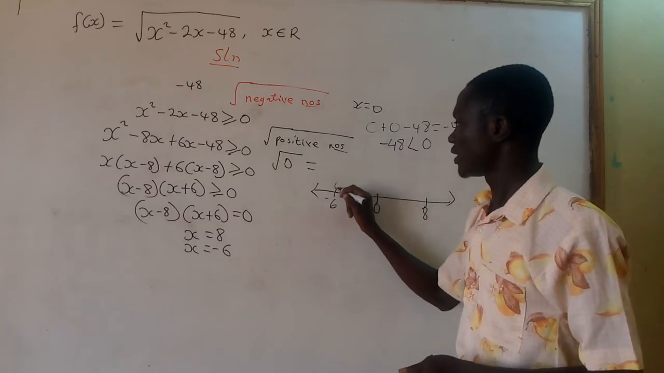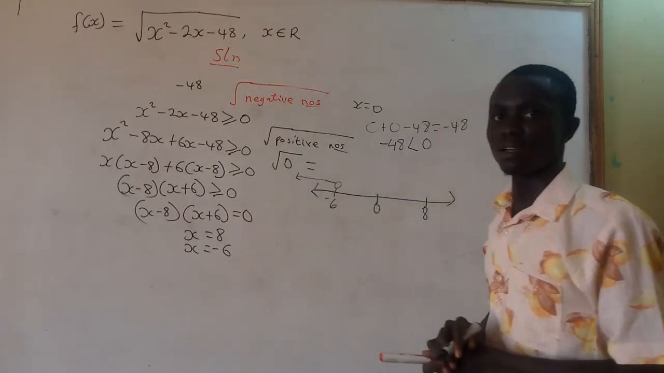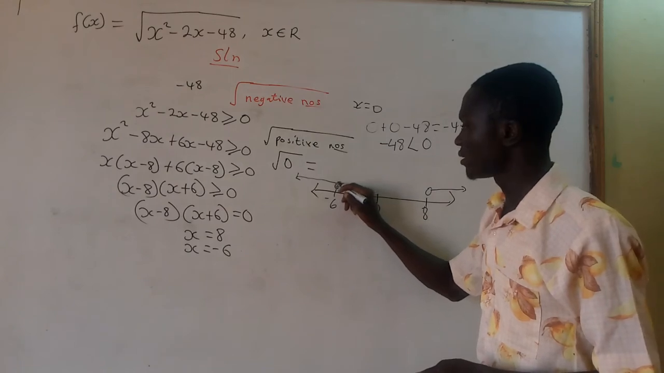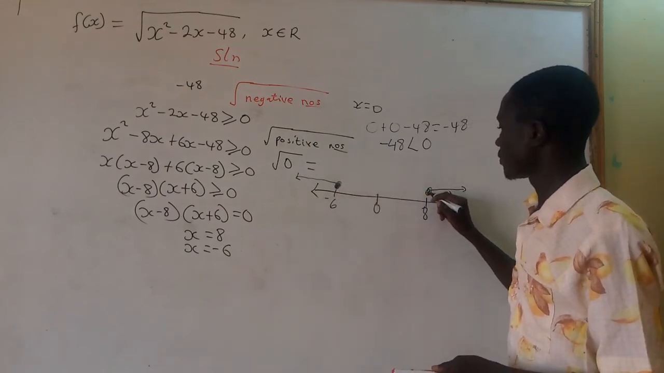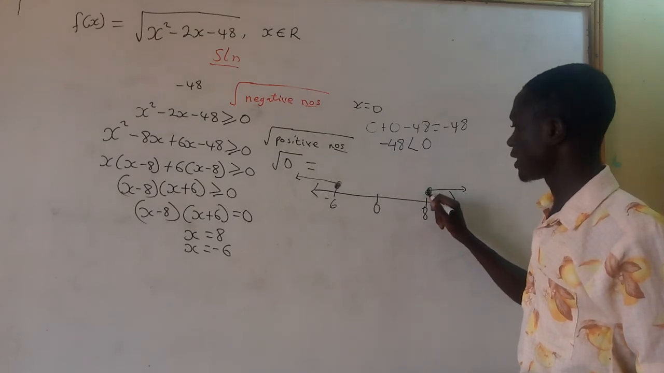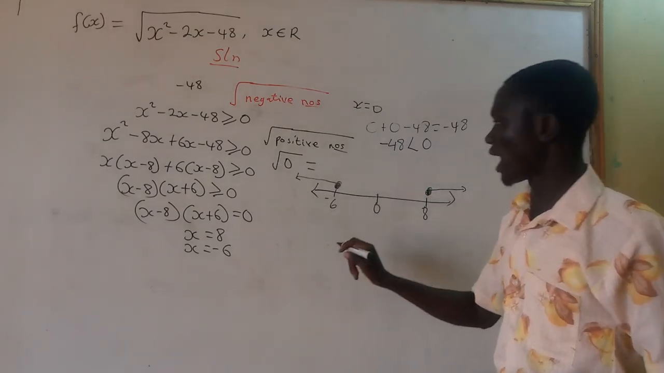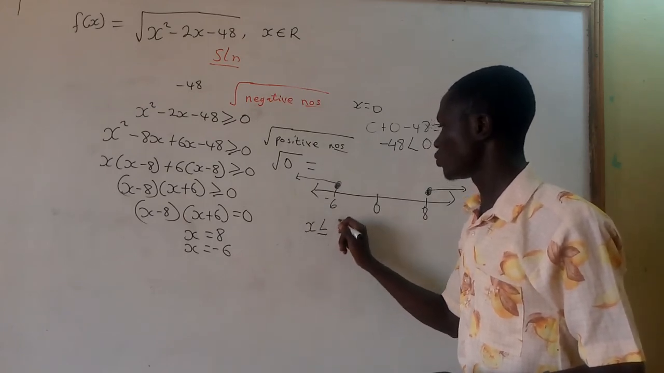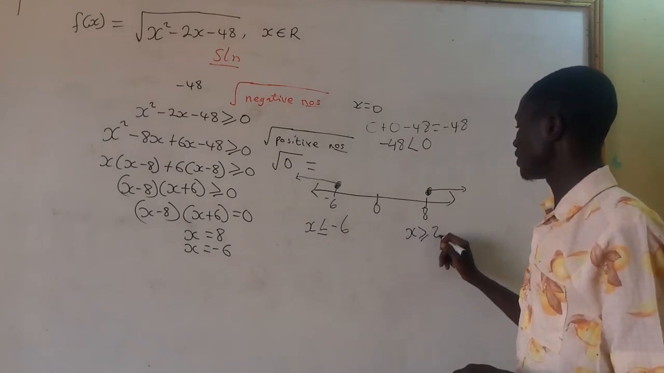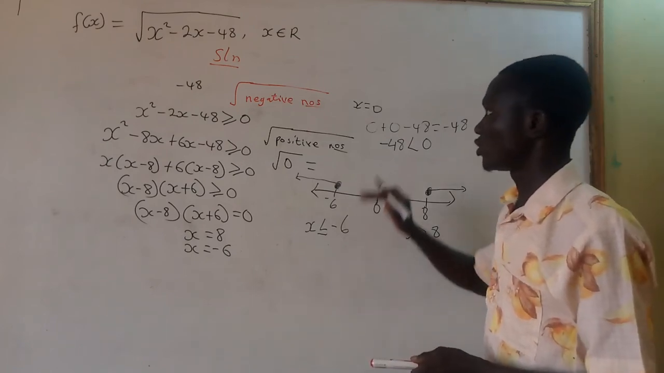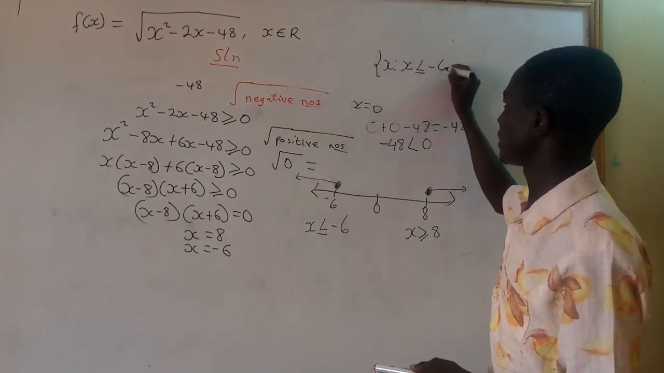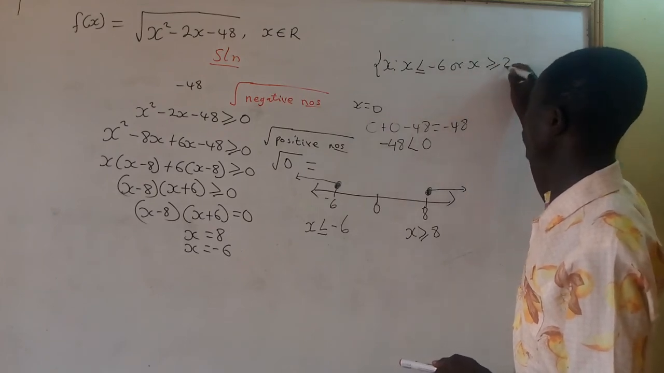So if I stand on negative 6, I will take numbers to its left. And if I stand on positive 8, I will take numbers to its right. Now I'm going to shade the point because of the equal to sign here, that is greater than or equal to. It means the endpoints are included. So here we are going to have x less than or equal to negative 6 and x greater than or equal to positive 8. Now let us state the domain. So the domain of the function is x such that x is less than or equal to negative 6 or x is greater than or equal to positive 8.